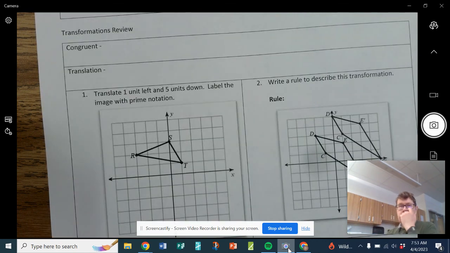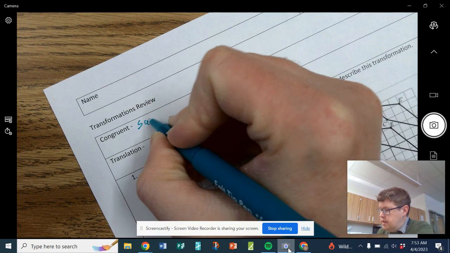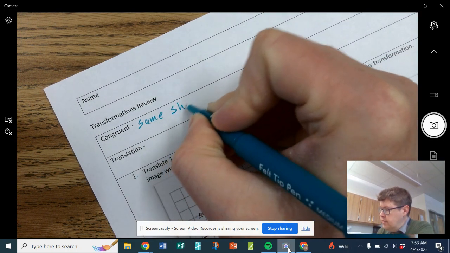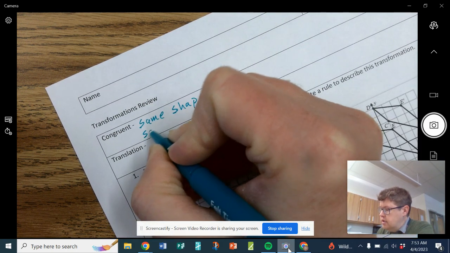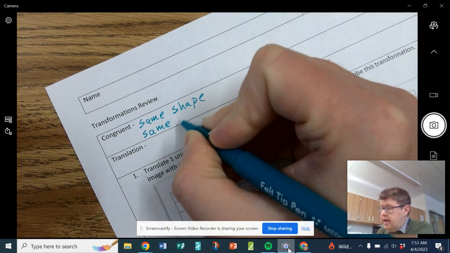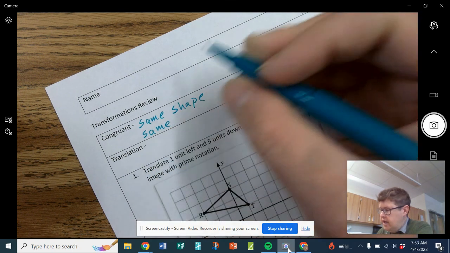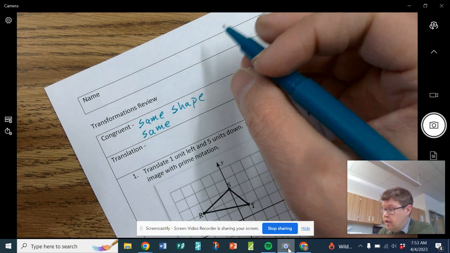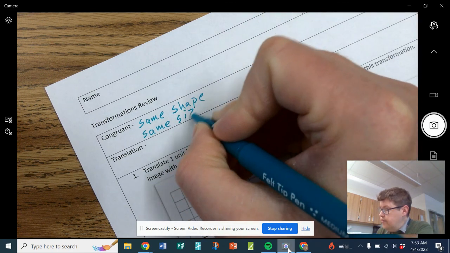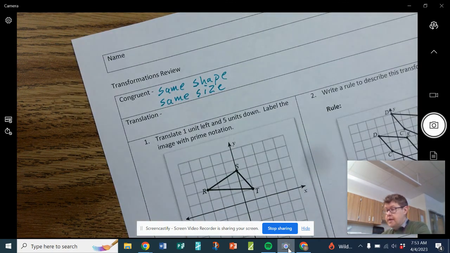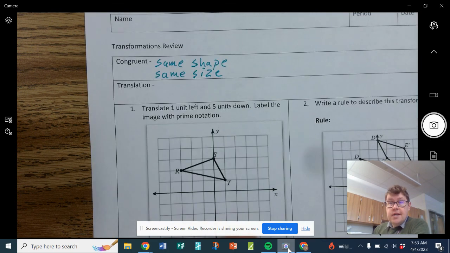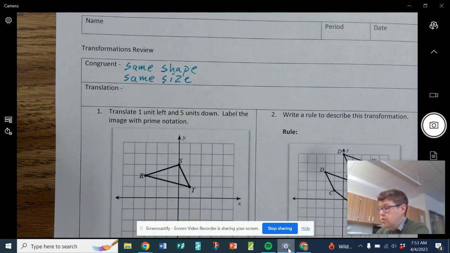Anyway, got a couple definitions we want to start out with. Congruent just means same shape, same size. Another way to think about it is each matching side is the same length, and each angle or each vertex has the same angle measure. If you combine those two concepts together, then you get one shape being congruent to another shape.